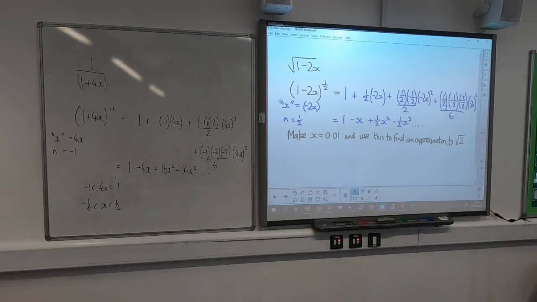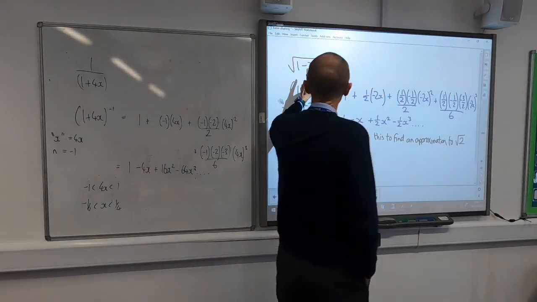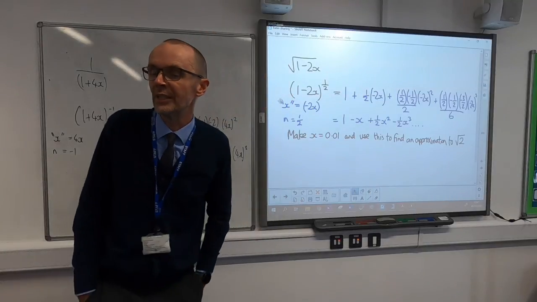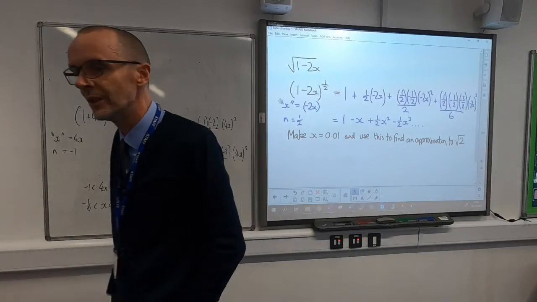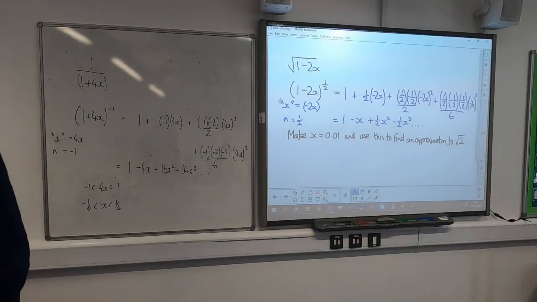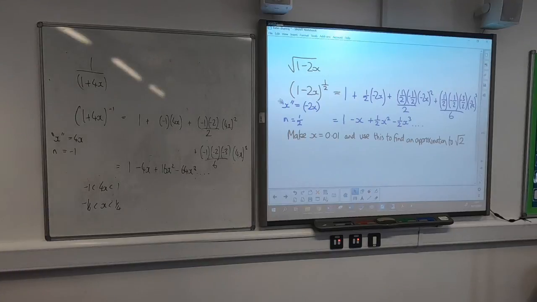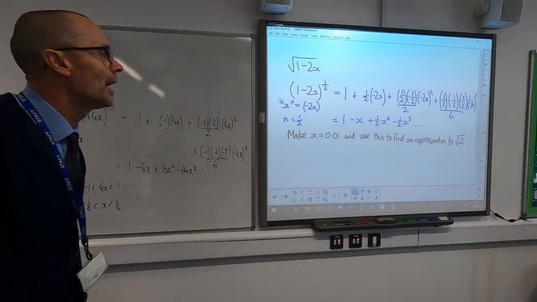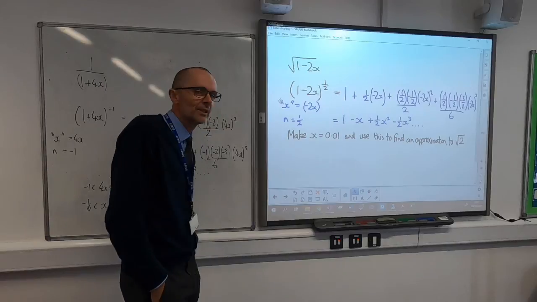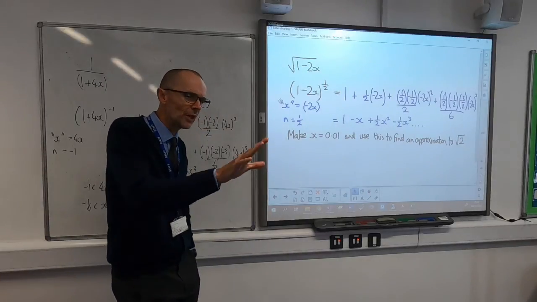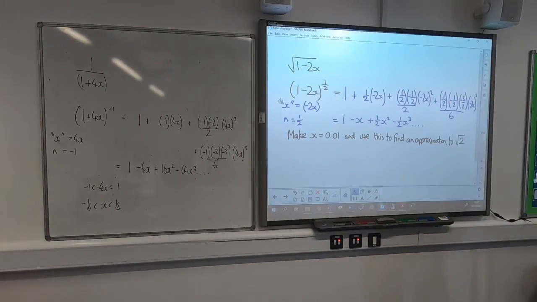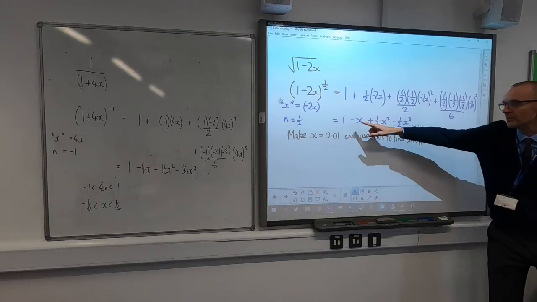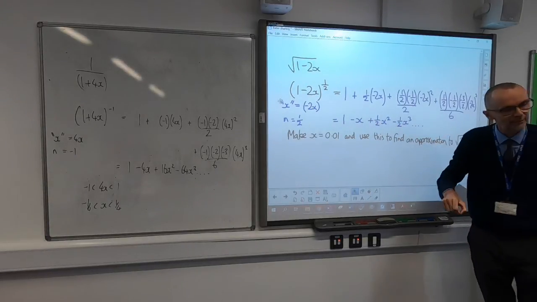Now if you make x equal to 0.01, this actually becomes the square root of 0.98. So what this would give us is an approximation to the value of the square root of 0.98, which might be useful. And certainly if you type in the square root of 0.98 is how your calculator works it out. However, we're asked to use it to find an approximation to root 2. So just do that for me. The way I would substitute 0.01 into this is I would type 0.01 arrow x, and then I would just type this into my calculator, and it would do it for me.